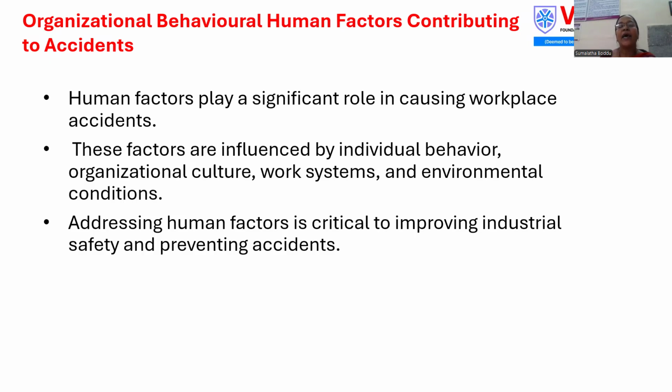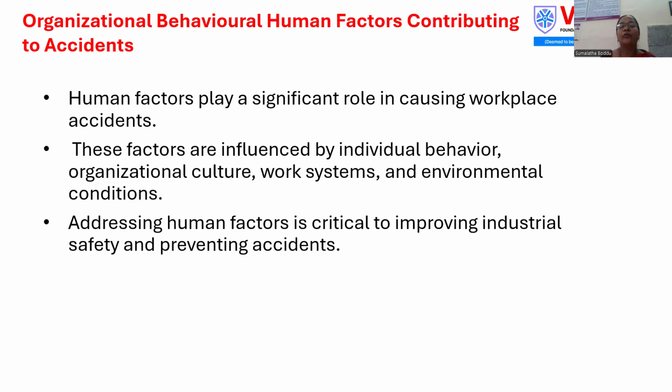In many industries, accidents do not occur only because of machine failure or technical problems. In most of the cases, accidents happen because of human behavior, poor organizational practices, lack of communication, stress, negligence, or unsafe working conditions. Studies show that a large percentage of industrial accidents are directly or indirectly caused by human factors. Therefore, understanding these factors is essential for improving workplace safety and preventing accidents.